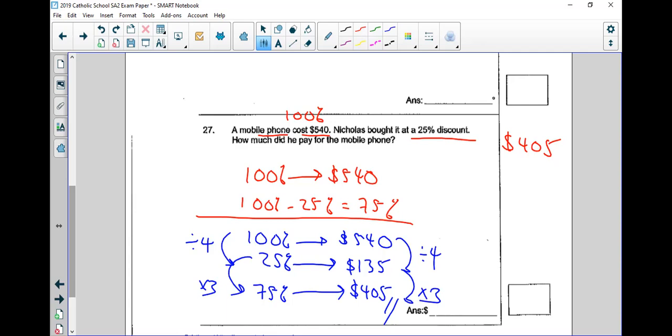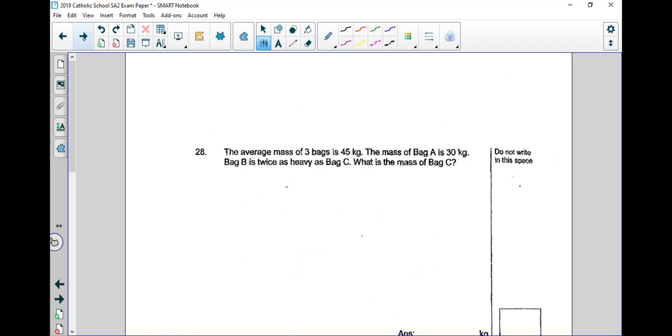Okay, question 28. Let's go on to the next one. Now, question 28, your answer is 35 kilogram. So if you don't know how to do, you draw your model, average model. So the average mass of 3 bags is 45 kg. Immediately, can you find the total? You take average times 3. So 45 times 3, you will get 135 kilogram. Okay, that's the simple step. Even if you don't know how to do in the exam, always do simple steps.